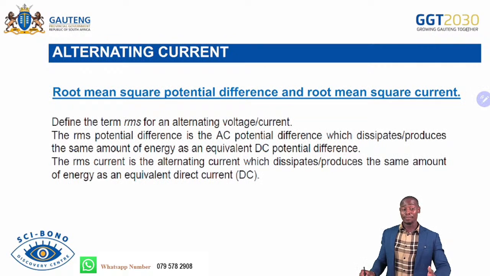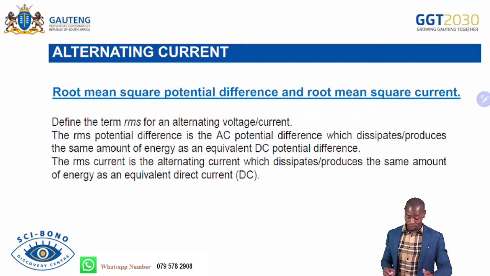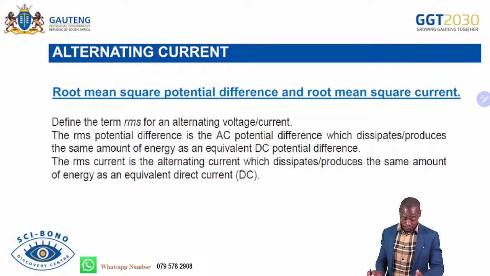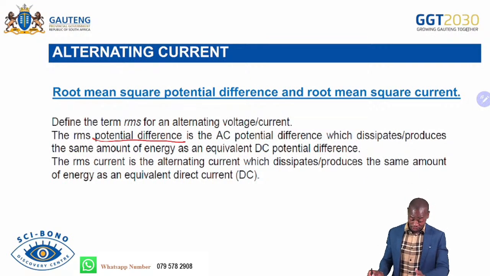Then another important part when it comes to your generators and motors is alternating current. Know the definition of the root mean square current and the root mean square voltage. So what is the root mean square potential difference? It is an AC potential difference which dissipates or produces the same amount of energy as an equivalent DC potential difference. So that is how we define your root mean square potential difference.